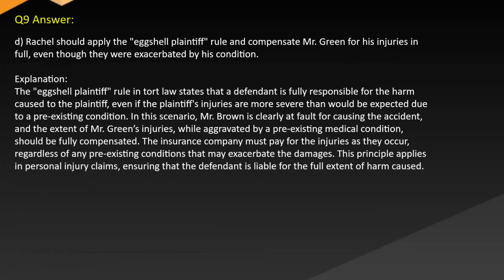Answer. D. Rachel should apply the eggshell plaintiff rule and compensate Mr. Green for his injuries in full, even though they were exacerbated by his condition. Explanation. The eggshell plaintiff rule in tort law states that a defendant is fully responsible for the harm caused to the plaintiff, even if the plaintiff's injuries are more severe than would be expected due to a pre-existing condition.